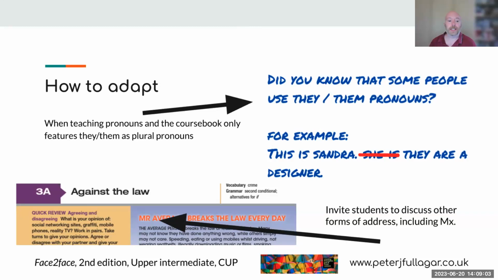Another possible thing from Face to Face, a book that I used to use many years ago, the text there talks about Mr. Average breaks the law every day. First of all, why isn't it Mrs.? So here we are already alienating women, but why can't we ask students about different other forms of address? So we've got maybe Ms, we've got Miss, we've got Mrs, we've also got Mix as well, which is MX. I think I'm pronouncing it correctly. I think I would say Mix, but other people may choose to pronounce it in a different way.